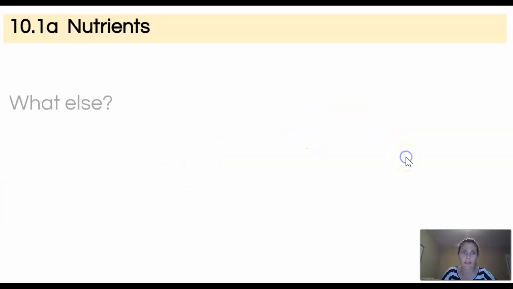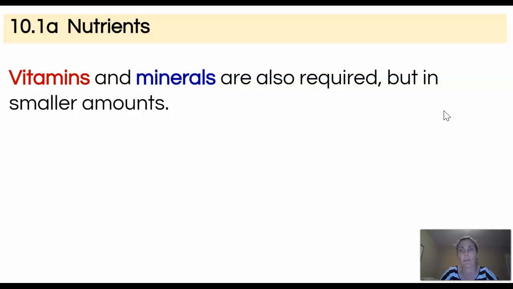So we're missing something though. What else is important that we take in when we consume food, right? Aside from those 4 main nutrient groups, what else is it that we find in our food that is important for us in order to remain healthy? Well, I'm hoping that you're thinking about vitamins and minerals.